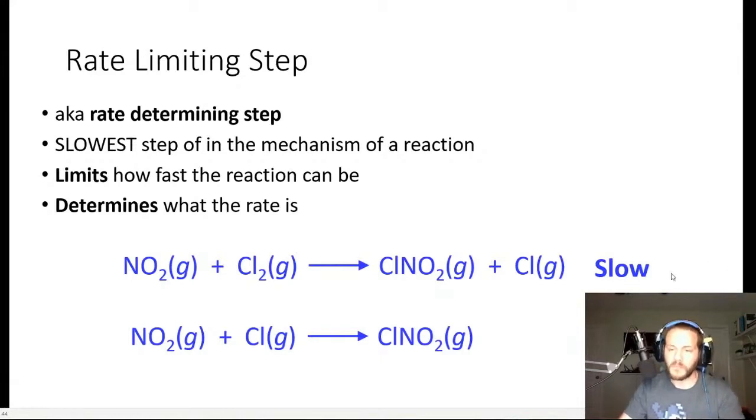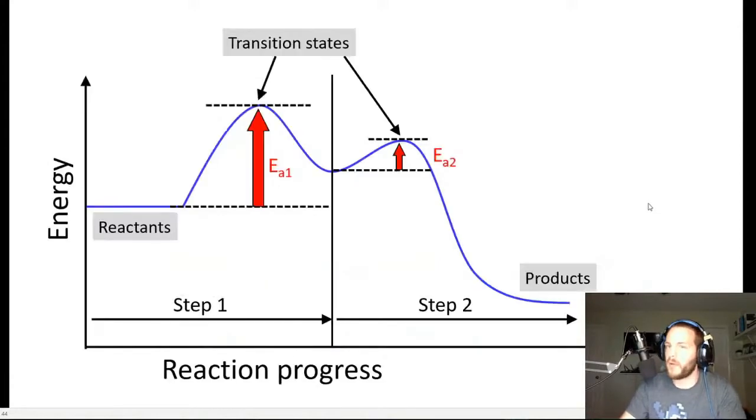In the example that we've been talking about throughout this presentation, with the NO2 and the Cl2 becoming ClNO2, the first step of the reaction, this one up here, is significantly slower than the second step. And so the first step, in this case, is the rate limiting step. It determines, or limits, the rate of the chemical reaction. So we can look at it graphically right here.